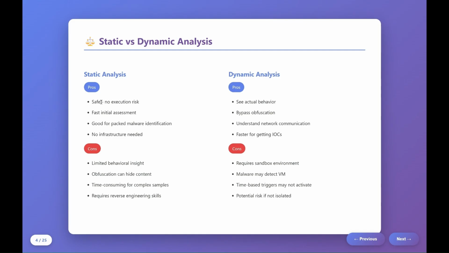And what are the pros? It's safe, you are not executing anything dangerous. It gives you a quick, fast initial assessment. It is great for identifying packed or suspiciously compressed malware, and it requires no special infrastructure, just your tools. And what are the cons? Limited insight into real behavior. Obfuscation can hide important content, and complex samples can take a lot of time to analyze and often require reverse engineering skill which beginners may not have.